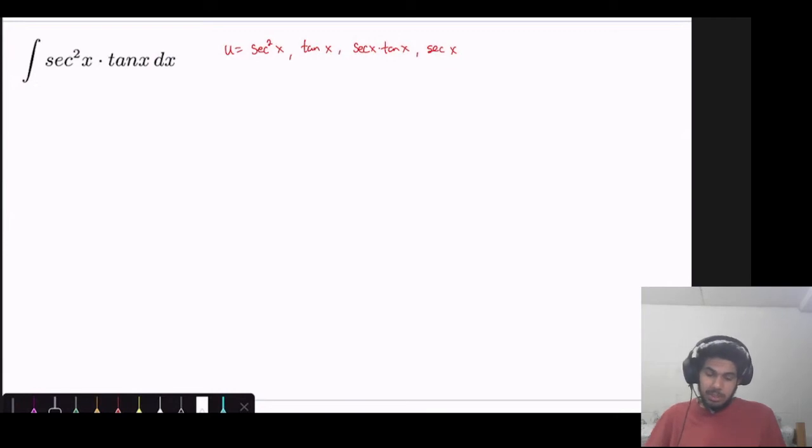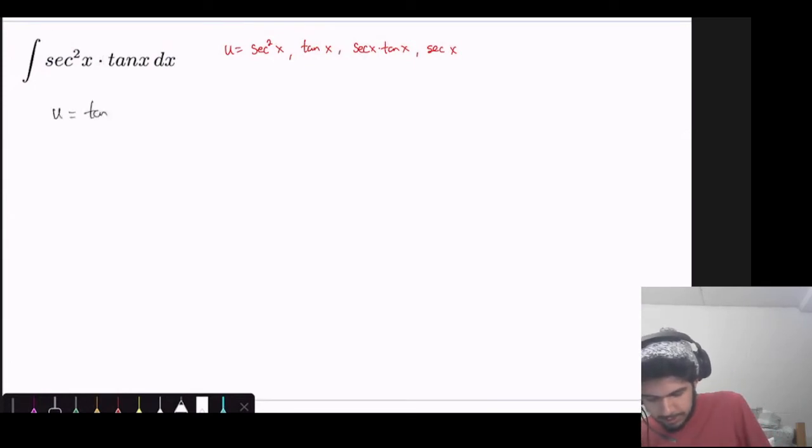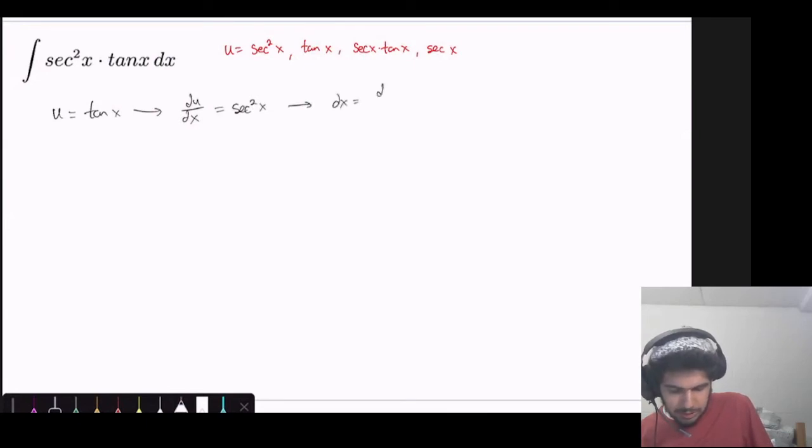And you could do some sort of process of elimination, try each one of these and see which one works out best. But I'll kind of spoil it. We're going to use tangent of x, because when we take the derivative of tangent of x, that's secant squared of x, and hey, we've got a secant squared right there, so that seems like a good choice. So let's try it out. u equals tangent of x. So du dx, we're trying to solve for dx, is equal to secant squared x. This tells us that dx is equal to du over secant squared of x.